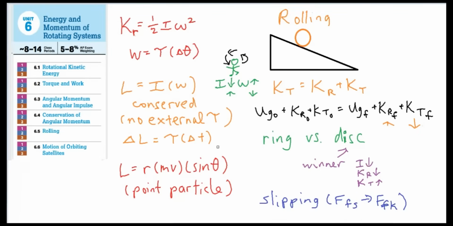Now, if you're talking about a point particle specifically, which would be different than the figure skater scenario, then L equals r m v times sine of theta.